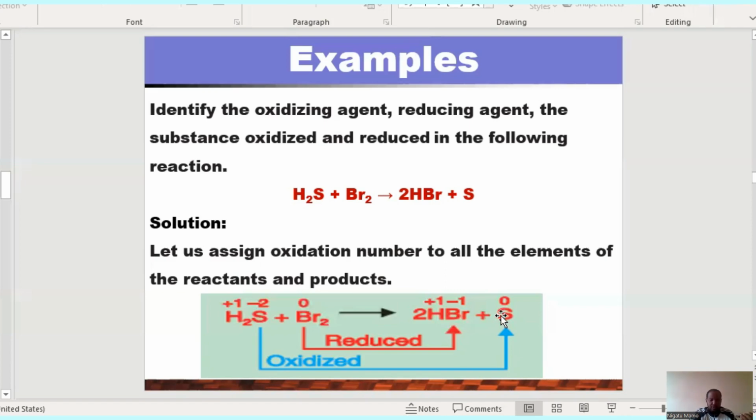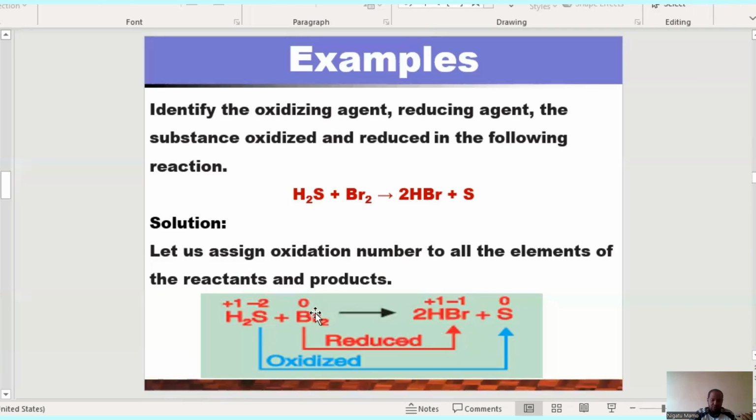Electron. Oxidation is gain of what? Electron. Okay, sulfur -2 changes into what? 0. This is oxidation. And the oxidation state of bromine is changed from 0 to what? -1. This one is reduction. Br2 is reduced. Sulfur in H2S is oxidized. The process of converting sulfur -2 to S0 is oxidation.